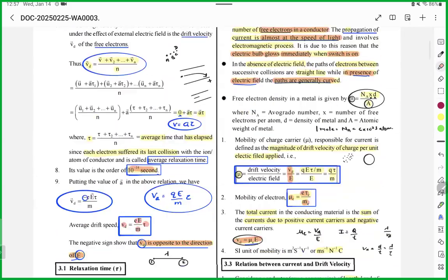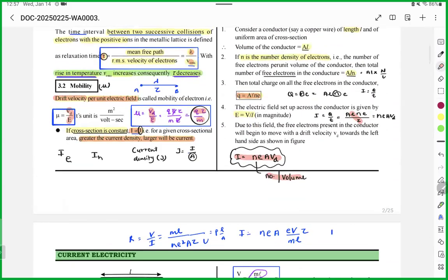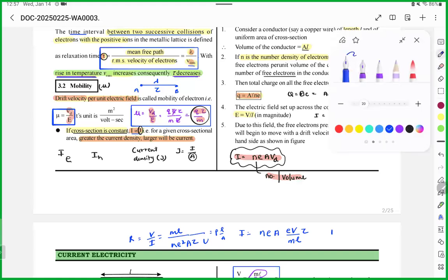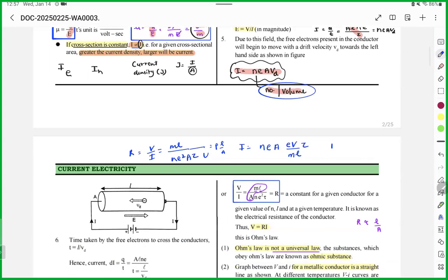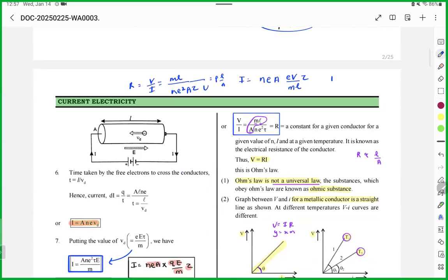This is done. Remember only one thing, because you will make a mistake. You will consider this n as the number of electrons. No, it is not the number of electrons. It is the number of electrons per unit volume. This is a very popular formula. I think in 2024 for sure you got this question. I'm not sure whether you got it in 2025. I have to check once. n e A v_d, same formula.